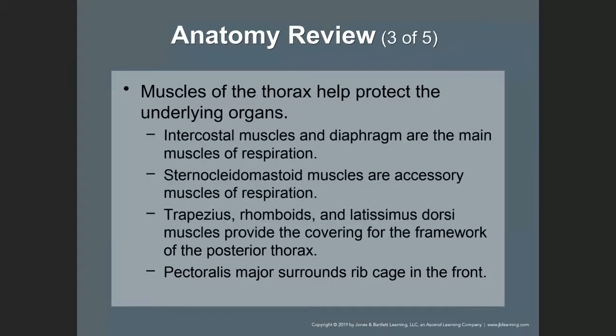Muscles of the thorax help to protect the underlying organs. The intercostal muscles and the diaphragm are the main muscles of respiration. The sternocleidomastoid muscles are accessory muscles of respiration. The trapezius, rhomboids, and latissimus dorsi muscles provide the covering for the framework of the posterior thorax. The pectoralis major surrounds the rib cage in the front.